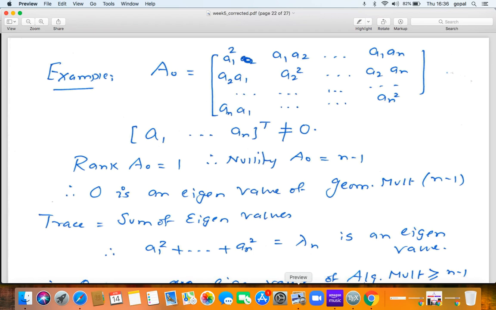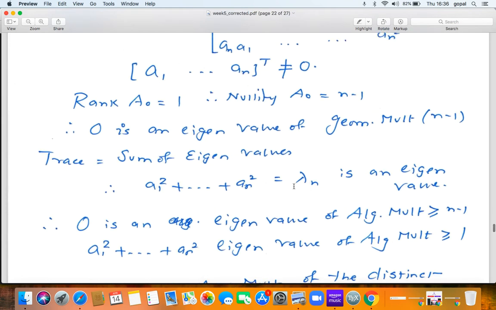I know that 0 is an eigenvalue with geometric multiplicity n minus 1. So the algebraic multiplicity must be at least n minus 1. But then I must have 0 as an eigenvalue counted at least n minus 1 times. So lambda 1, lambda 2, up to lambda n minus 1 are already 0.